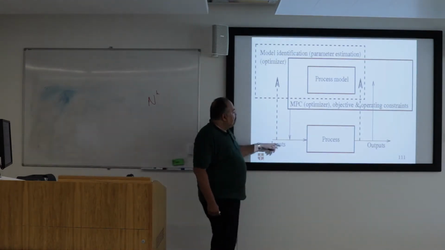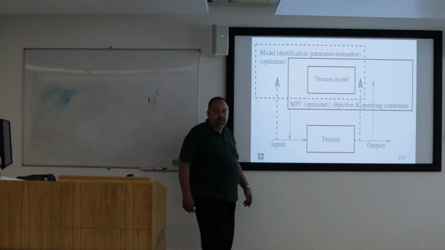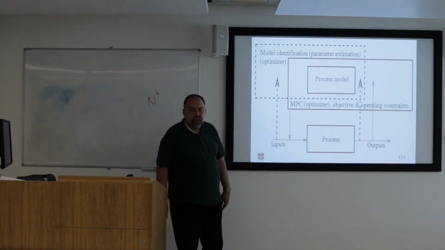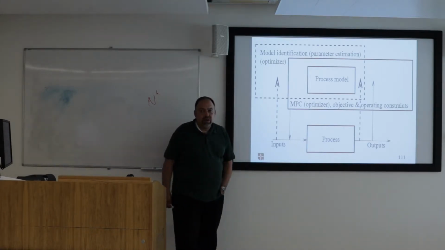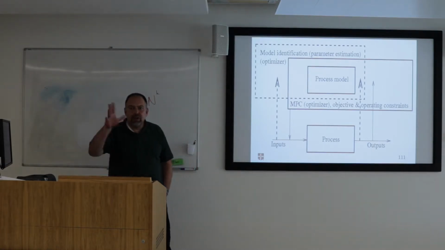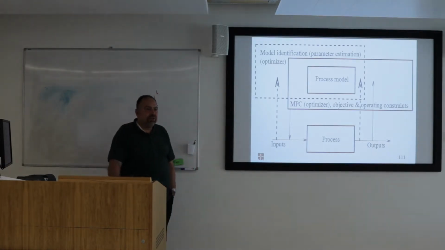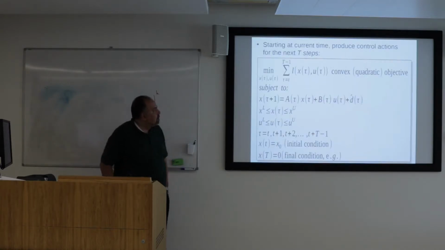And also, from time to time, you need to refit your model because parameters drift. So you have a model identification block which adjusts the model for the controller every so often, or when there's sufficient drift detected, so it just engages in that. So that's how you can have optimization driving a process.